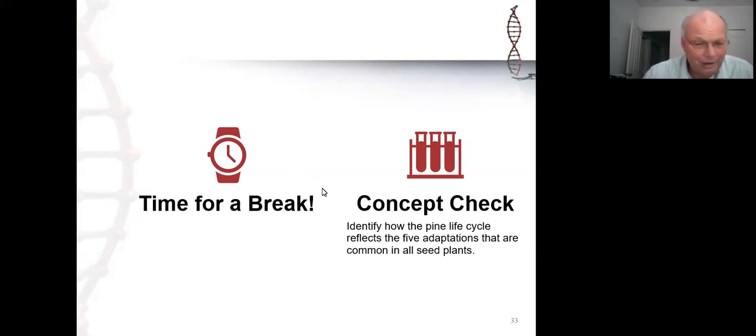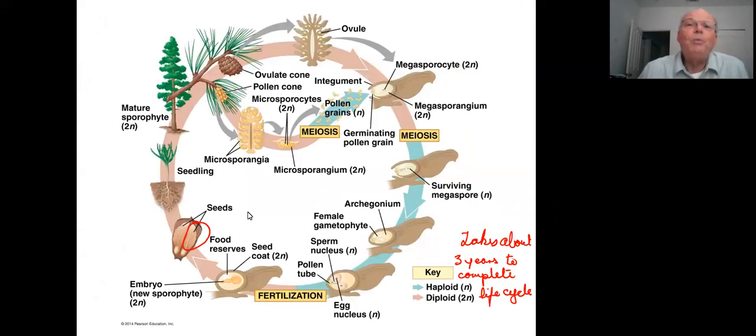Well, let's go back to the life cycle. It's the previous slide, and let's take a look. So remember what those 5 derived features are. A reduced gametophyte. So where do we see the reduced gametophyte? Well, the gametophyte is going to be located within the microsporangium initially, and is also going to be located within the megaspore, which is going to give rise to the female gametophyte.